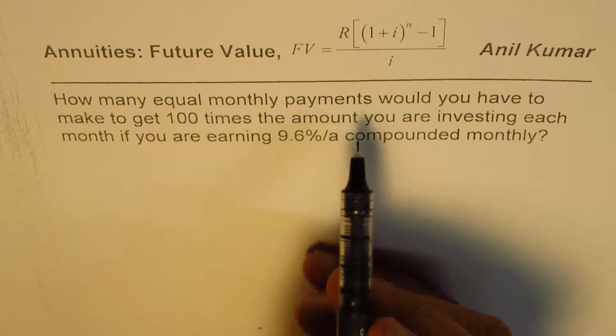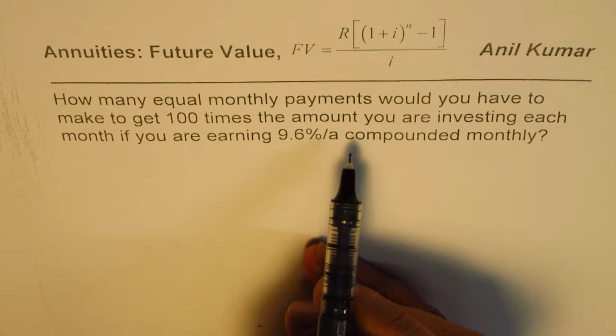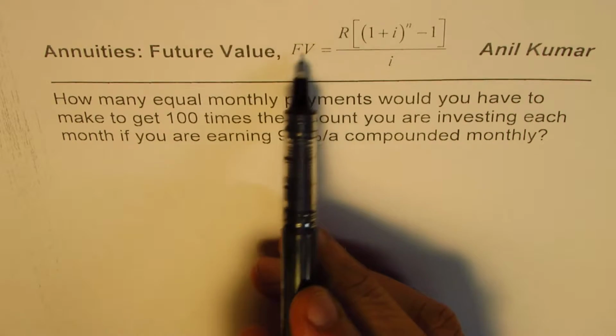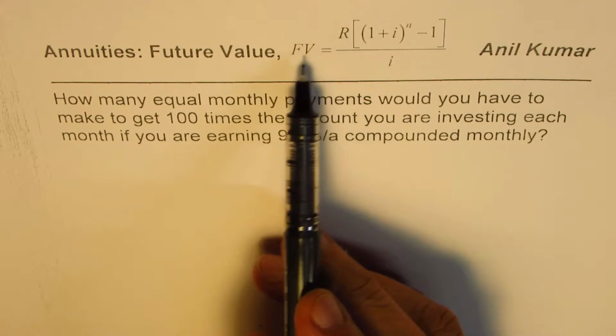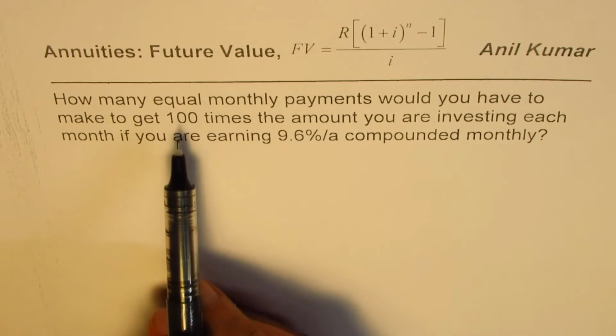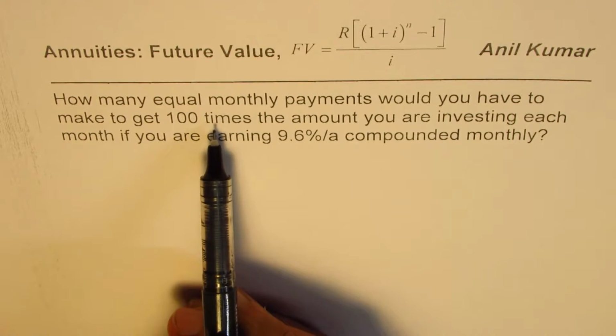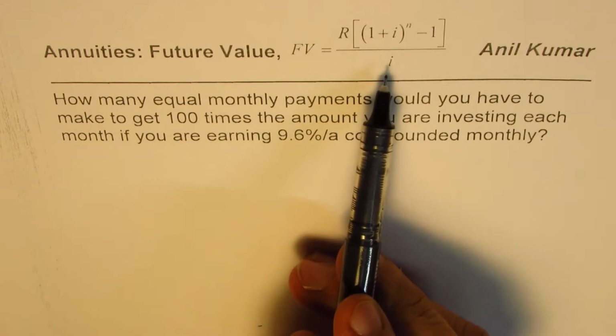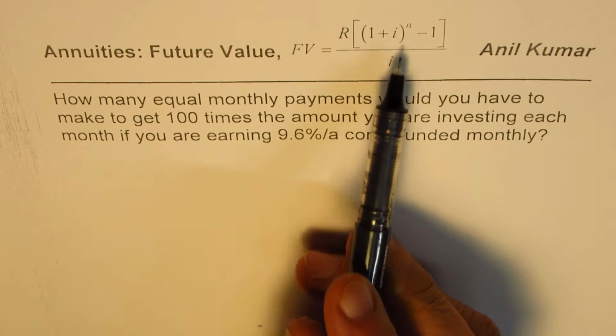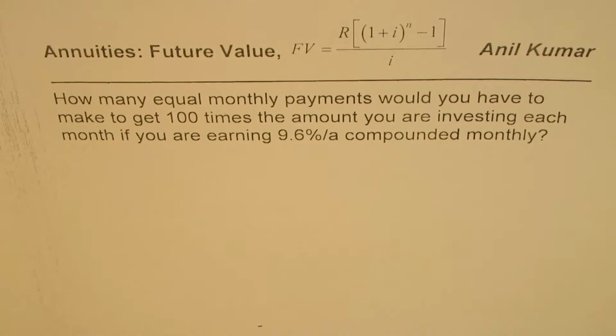So in this particular question, we are given the value for R and future value, the regular payments and future value, as a ratio of 100. We are also given the value of interest I. We need to find N. You can pause the video, answer the question, and then look into my suggestions.